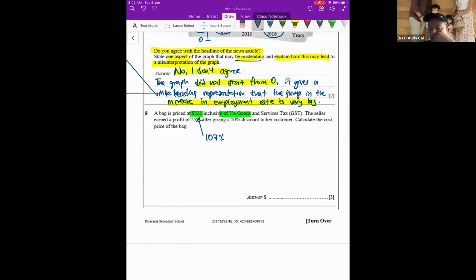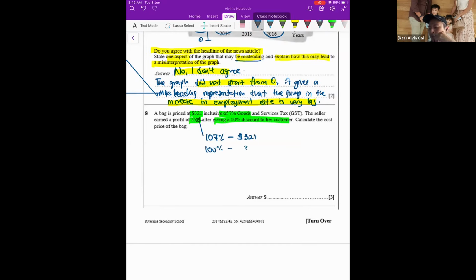Okay, so then the next part, they say they make a profit of 25% after giving 10% discount to the customer. So calculate the cost price. So first thing is we try to exclude the GST first. So we try to find the original price without the GST. So you try to find 100%.